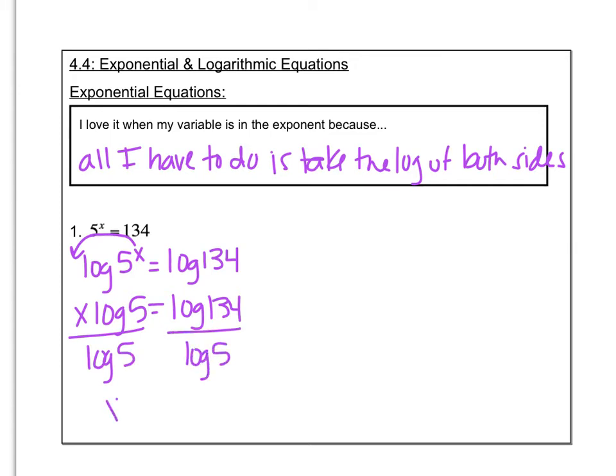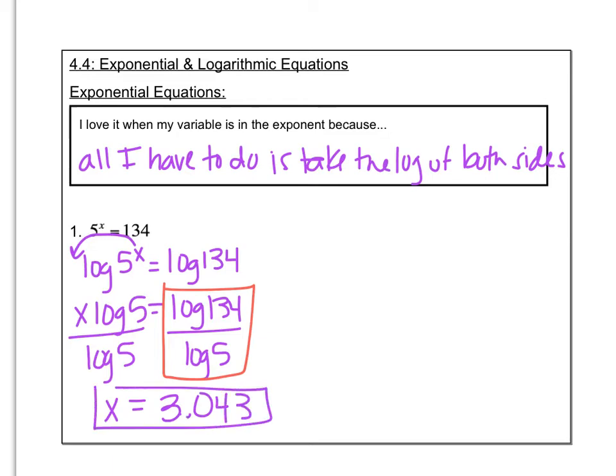And then this part you literally type in your calculator and it will give you the answer. And for this one on your calculator, you don't want to put anything as the base of the log, so you'll skip that and just put the numbers in. You should be able to get 3.043. So that's just the first way on how you can do one of these problems.